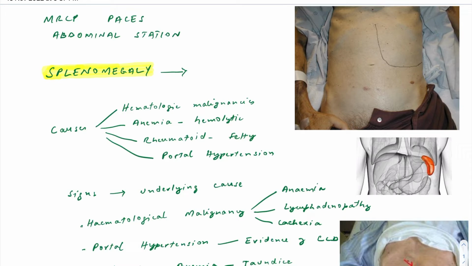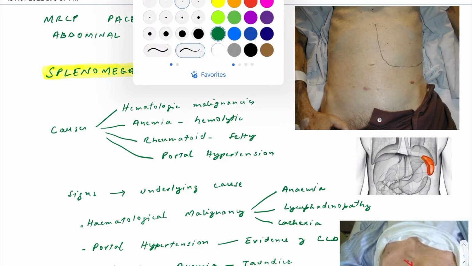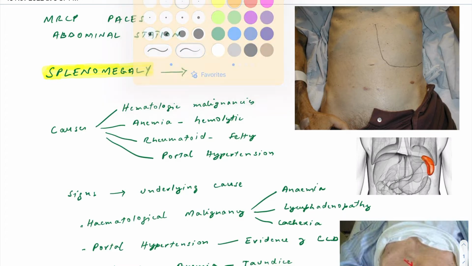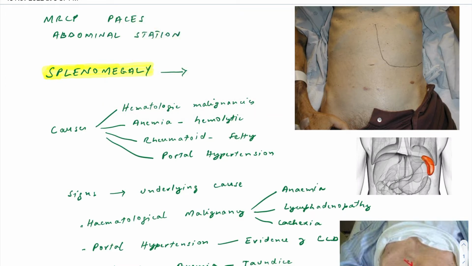Splenomegaly can happen with hematological malignancies. It can also happen with anemia, normally hemolytic anemia. Sometimes it can be related to rheumatoid arthritis, which we know as Felty syndrome, or it can be related to portal hypertension. So even if you are in the abdominal station and you find rheumatoid hands, you can be quite sure that the patient may have a splenomegaly because it is related to the rheumatoid arthritis.